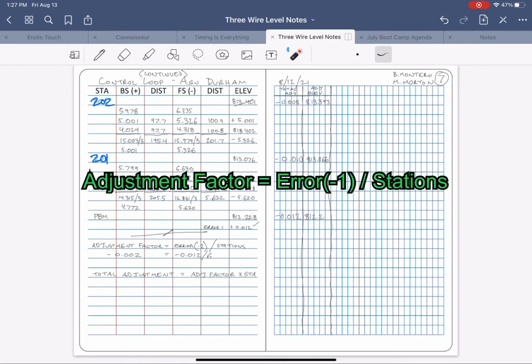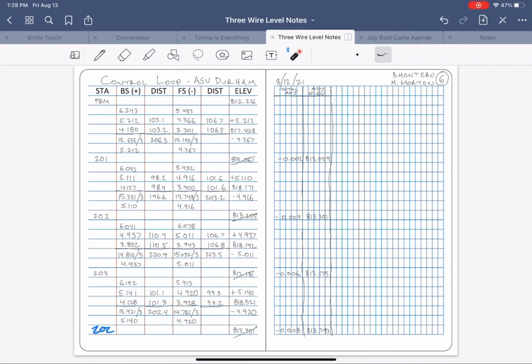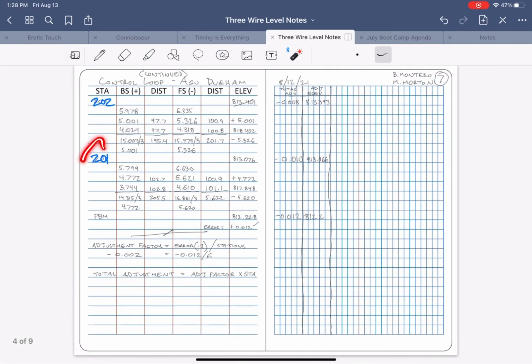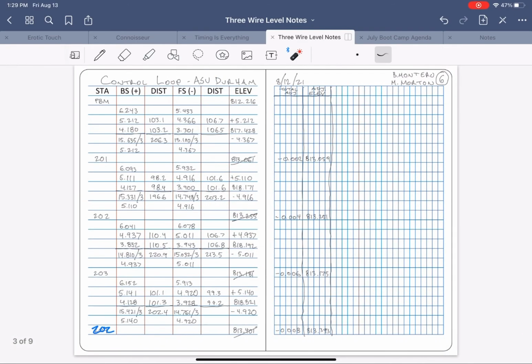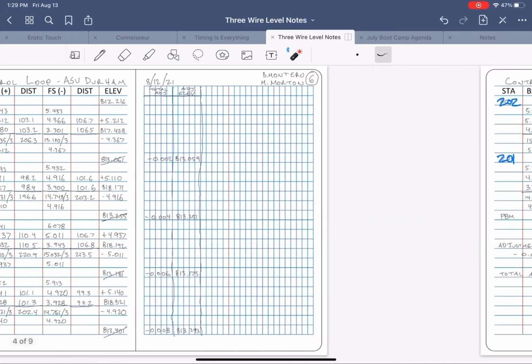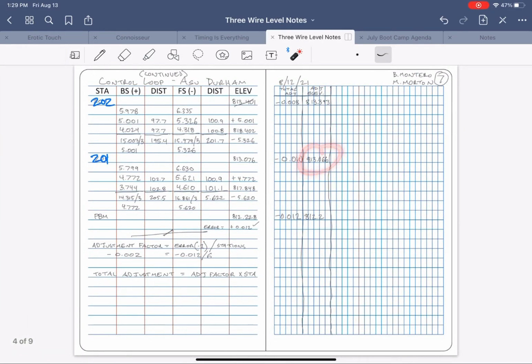The math creating our adjustment factor would be the same. The only difference would be that after your adjustment, you would have two different elevations for any station that was run through twice. What would you do with that data? You'd simply take each adjusted elevation from 201, add them together, and divide by 2. This value would be your final adjusted elevation.